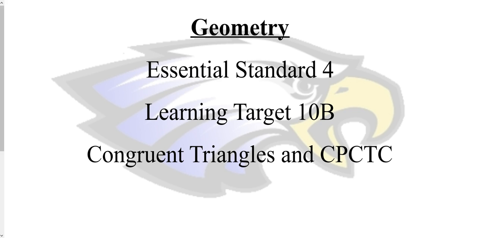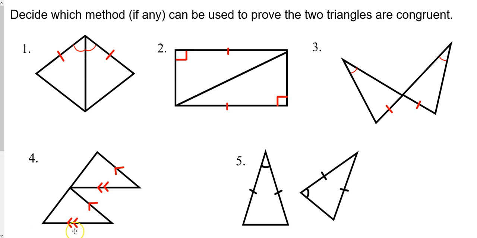Welcome to Geometry Essential Standard 4, Learning Target 10B, where we finished talking about congruent triangles, and then we also tie in talking about CPCTC, which allows us to prove an extra thing after we know that the triangles are congruent. So first let's decide which method, if any, can be used to prove the two triangles congruent.